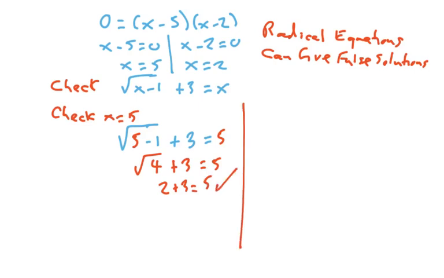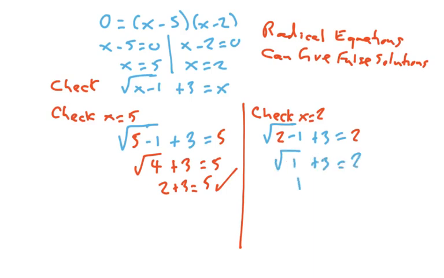On the same screen over here, and let me change colors back in just a minute, let's also check x equal 2. If I go back to my equation and substitute 2, we'd have the square root of 2 minus 1, plus 3, is equal to, and replacing the x with 2 again, that would give me a 2. The square root of 2 minus 1 would be the square root of 1. Is the square root of 1 plus 3 equal to 2? Is 1 plus 3 equal to 2?